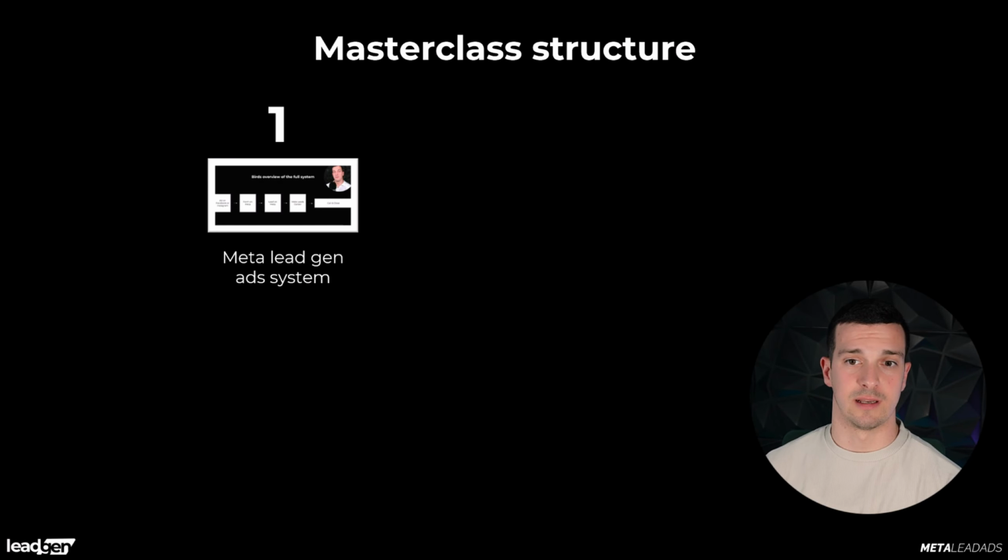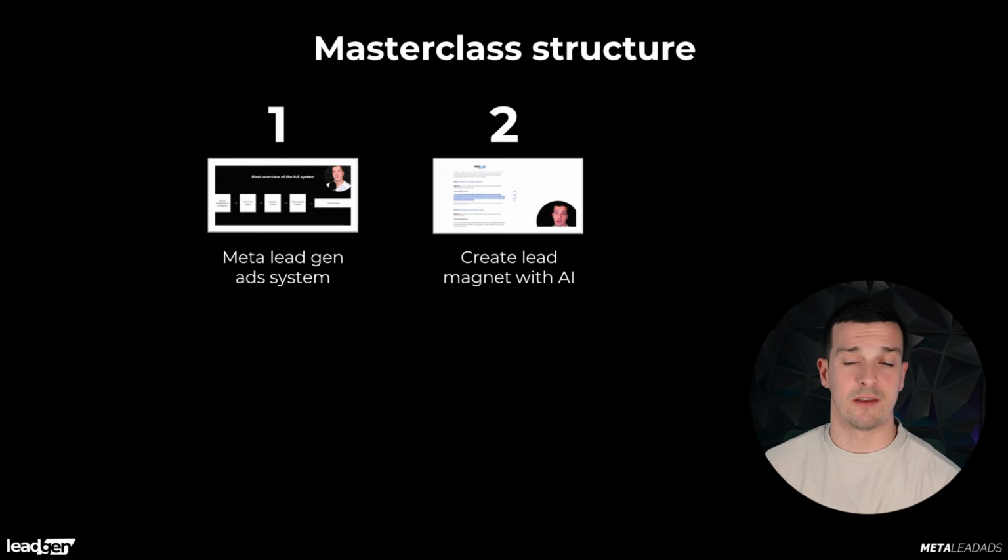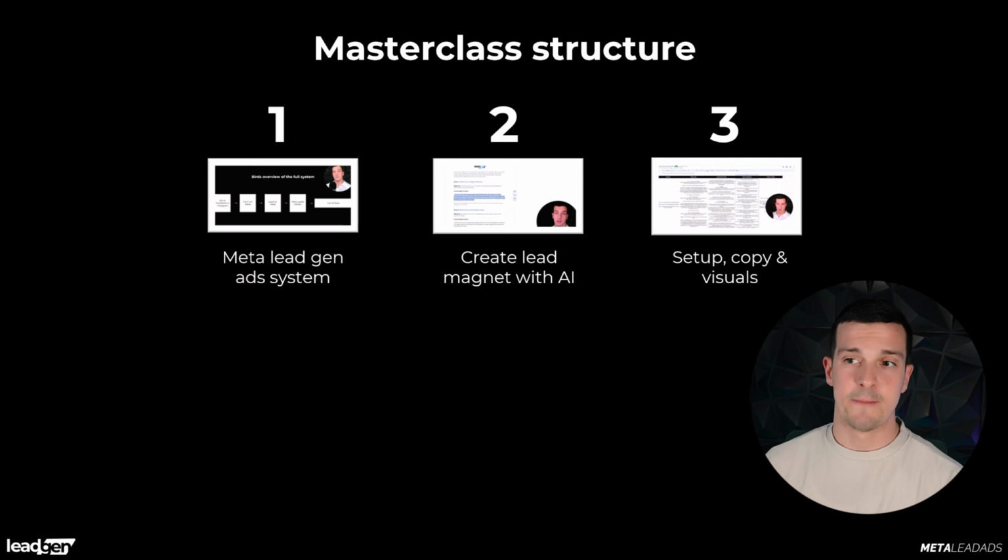First, we're going to cover the Meta lead gen ads system from start to finish, what's happening, what you need to understand and how it's working. Then we're going to go into creating an amazing lead magnet with AI. I'm going to give you ChatGPT prompts, documents, everything already ready, already done. You just need to go through the lessons, watch and implement everything as I tell you. Then we're going to go into the full setup, how to set up things with Meta, how to create copy with ChatGPT prompts, how to create visuals in Canva with templates.